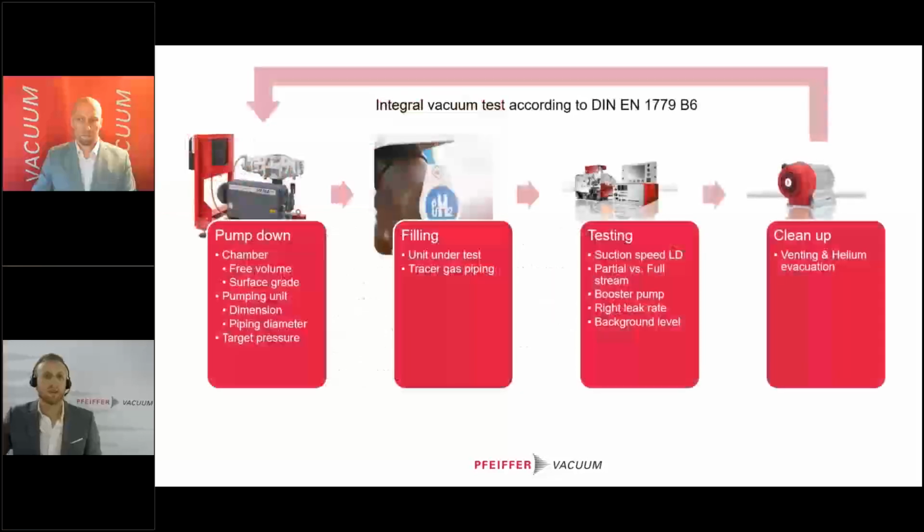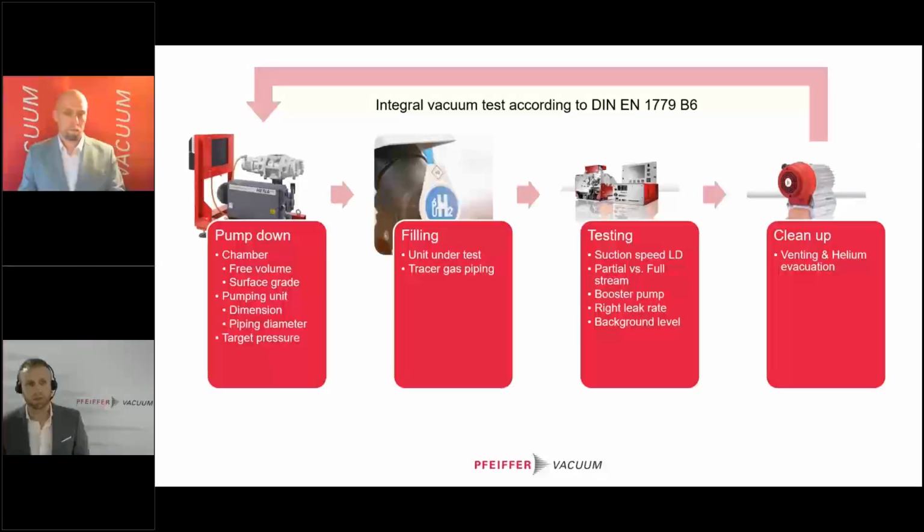Okay, so let's take a look, maybe as a first step, at the leak test cycle itself. When we take a look at a leak test system in the automotive industry, we can say that it usually consists of 4 main steps that are important. The first one is the pump down. In the pump down step, we talk about the chamber evacuation. There, terms like free volume and surface area play an important role. And of course, also the individual pumping unit that you are selecting to achieve the evacuation times that you require.